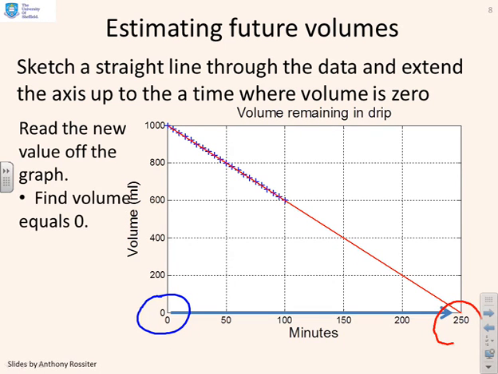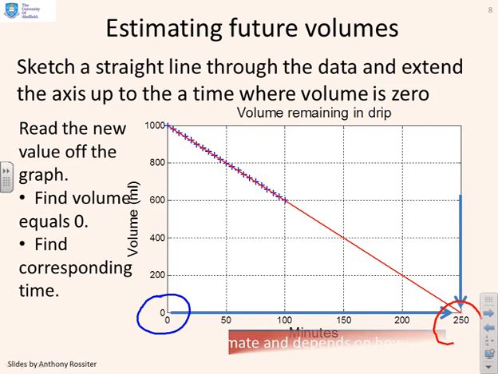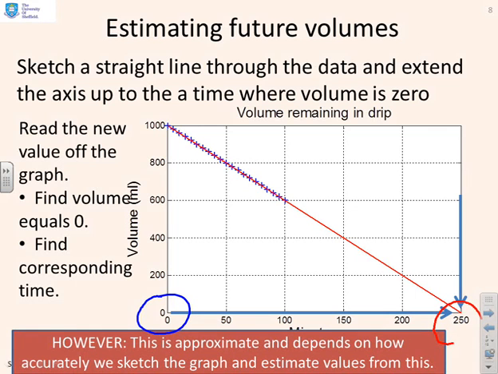So those are the steps. Find where the volume equals 0, find the corresponding time. Okay, but again, what you'll know is this is approximate, because in practice, if you're doing this on pen and paper, you're not going to be quite as accurate as I was here. And so depending on how accurately you sketch your graph, and therefore how well you can estimate values, your number might be there or thereabouts, but it's unlikely to be exact.